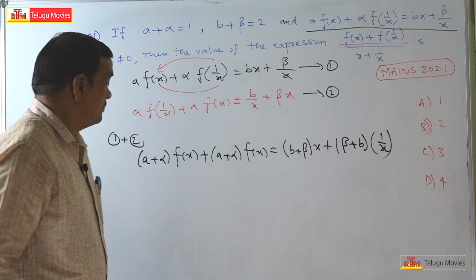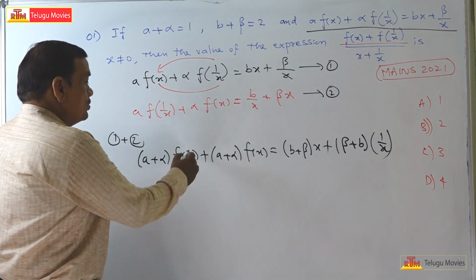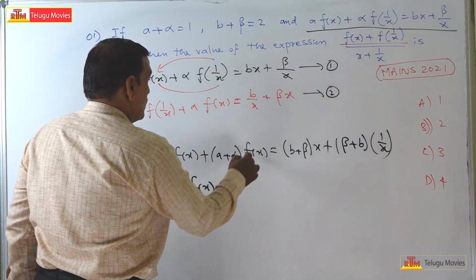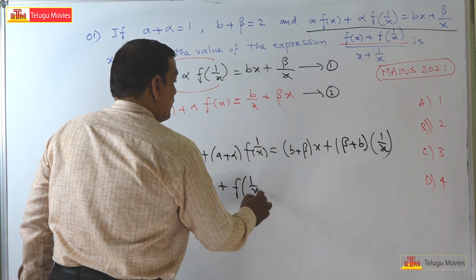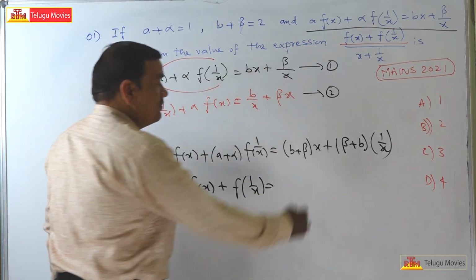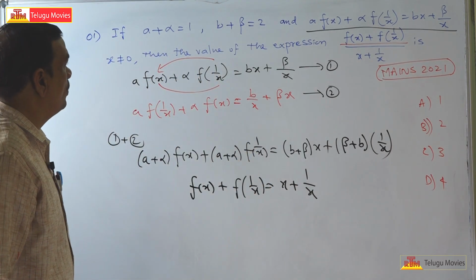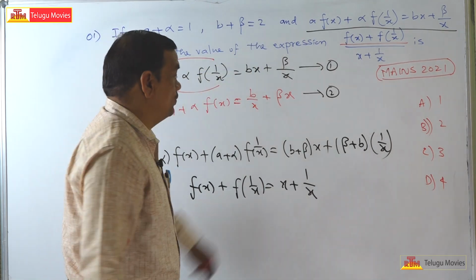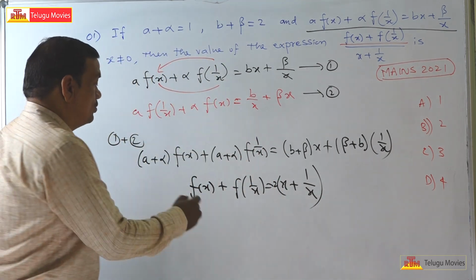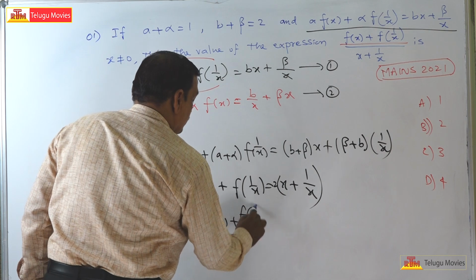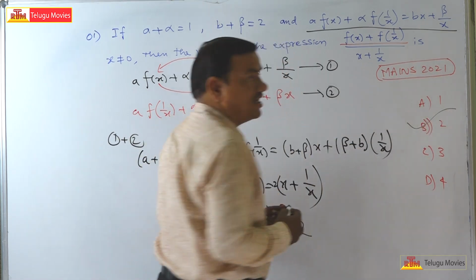The problem is over. So a plus alpha value is 1, b plus beta value is 2. So this is f of x plus f of 1 upon x, and I am sorry, b plus beta value is 2. So this is 2 times x plus 1 upon x. So f of x plus f of 1 by x, divided by x plus 1 by x, is equal to 2. 2 is the right answer.